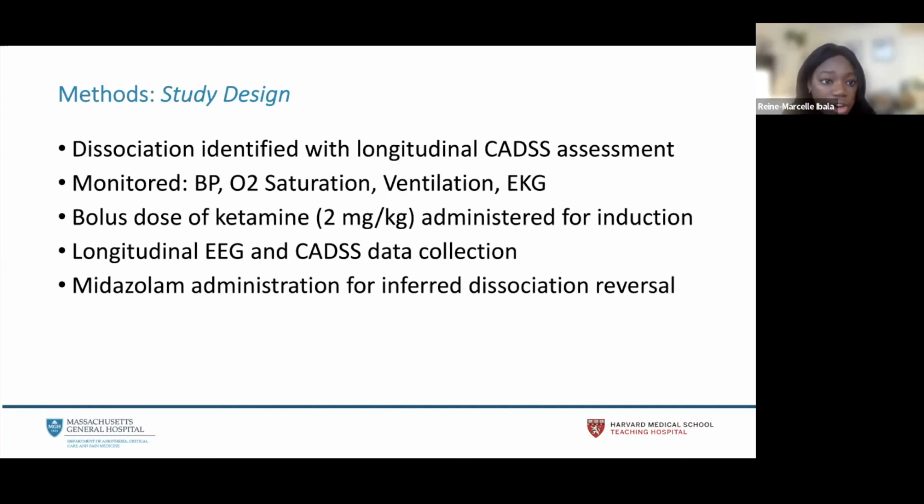We also, for our cohort, ended up monitoring the blood pressure, O2 saturation, ventilation, EKG, just to make sure that they had adequate monitoring during the sedative state. We administered a bolus dose of ketamine in order to induce the sedative state. And then we did longitudinal EEG monitoring and CADSS assessment during our data collection. Then we administered midazolam in order to cause a reversal of the ketamine effect and to see whether or not it impacted the CADSS as well.